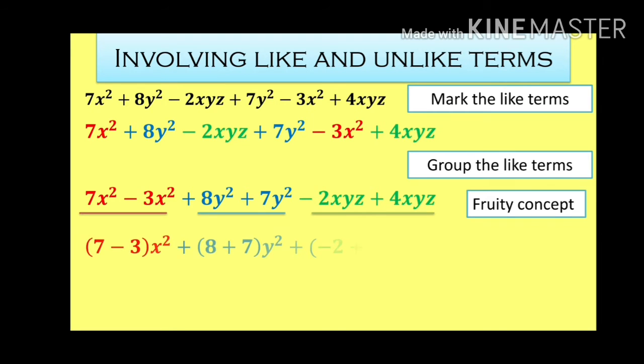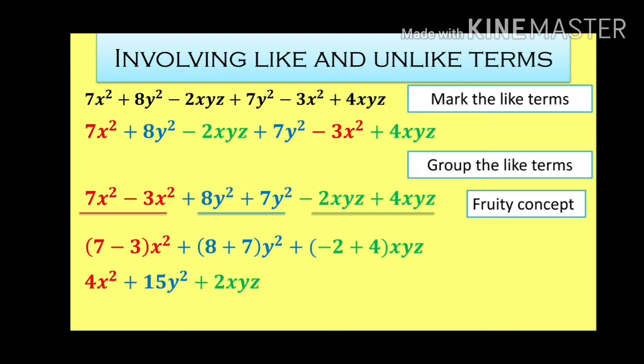Next, same thing, we will make the numerical coefficients together. So 7x squared minus 3x squared. So 7 minus 3 becomes 4. 8 plus 7 becomes 15. Minus 2 plus 4 becomes plus 2. So we can solve it directly using the integer rule also. Instead of putting in the brackets, we can do it directly also. There is nothing wrong in that.